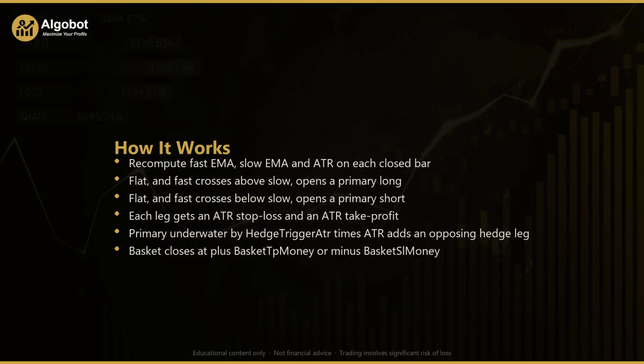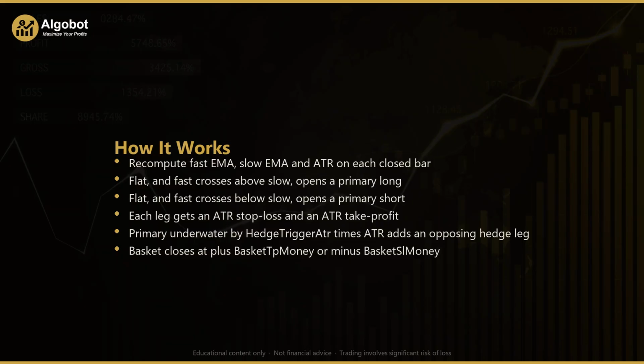Now the hedge layer. Once a single primary position is open, the strategy measures how far price has moved against it. If that adverse move reaches the hedge trigger multiple, 1.5 times the ATR by default, and no hedge yet exists, the strategy opens an opposing position of equal size. A struggling long is balanced by a new short, and a struggling short is balanced by a new long. With both sides open, further movement in either direction is largely offset.